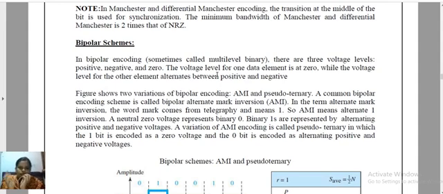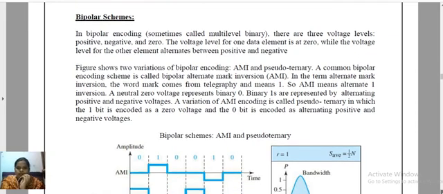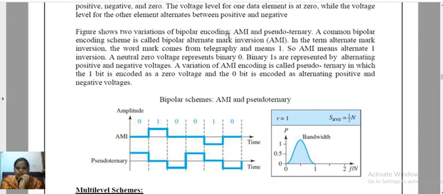Here three voltage levels are there: positive, negative, and 0. One data element is always at 0 position, and the other voltage level alternates between positive and negative. There are two techniques involved: AMI and pseudo ternary.